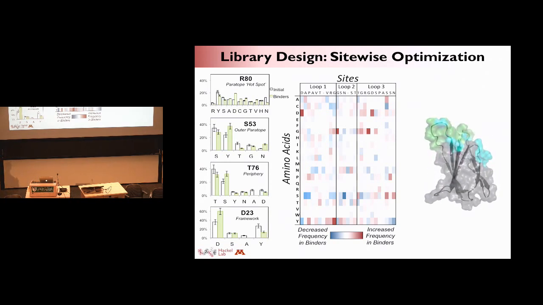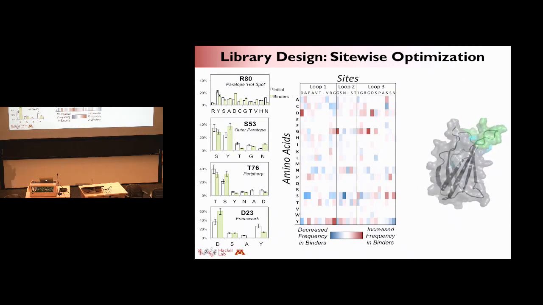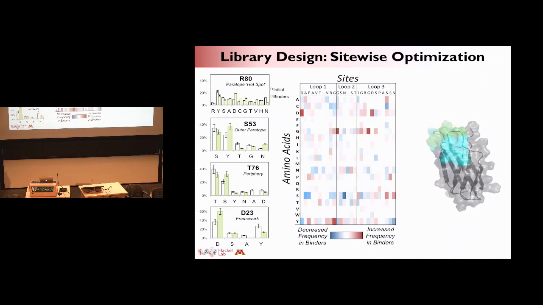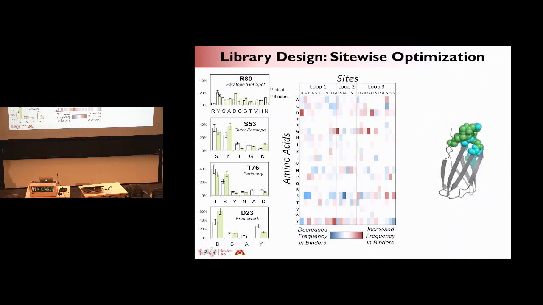And so a few examples here. For example, this site right here, we already had from a computational approach, reason to believe that aspartic acid, D, would be a beneficial amino acid to have there. And so it was present at a reasonably high level in the initial library. But in the binding clones that we found, it elevated even beyond that. So what that suggests to us is that very high conservation, if not complete lockdown of aspartic acid, would be a wise thing at that site.